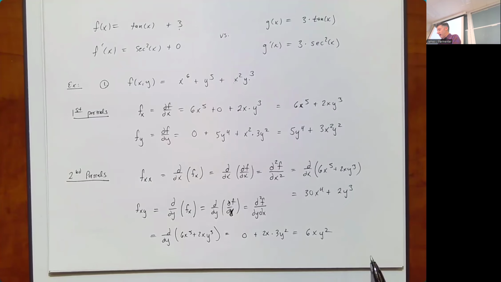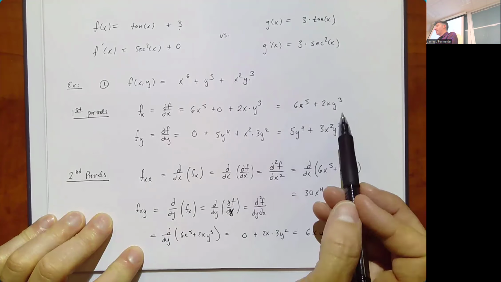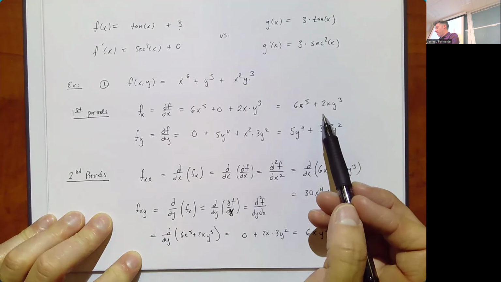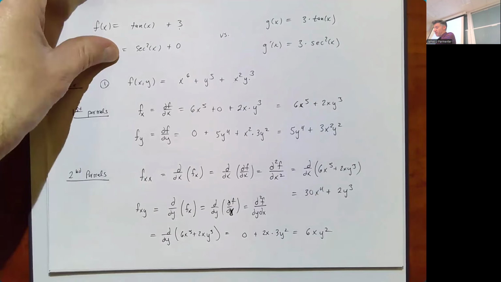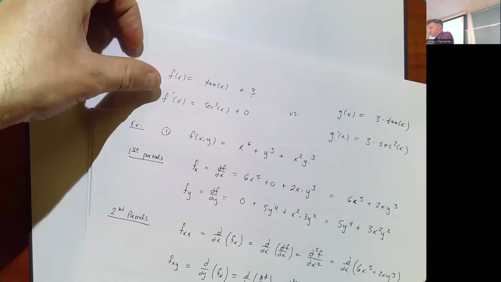Now, really, I wouldn't write all this if I was doing this, right? I would say, okay, I'm going to take the derivative with respect to y of my derivative with respect to x and just look over here and be like, okay, there's my fx, take the derivative of that with respect to y and get 0 plus 2x times 3y squared. Let's look at the other second partials as well.